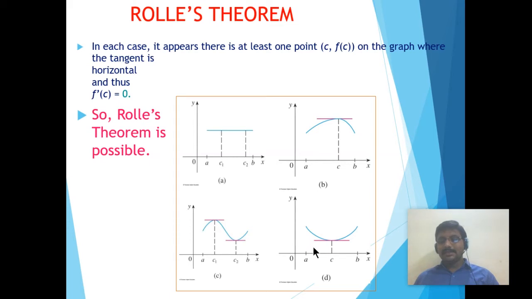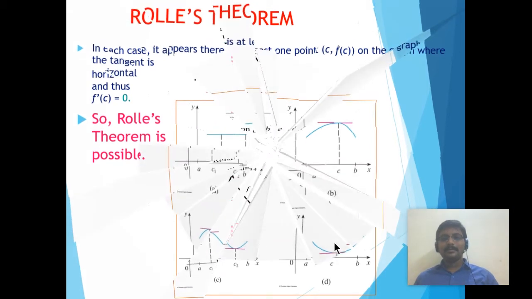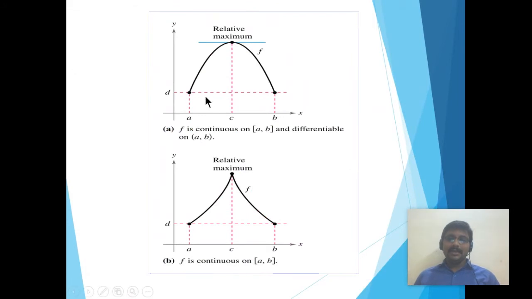In the last diagram, we have the D diagram. Here also f dash of c clearly is equal to 0. The tangent line is horizontal to the x-axis and f dash of c value is 0. So here also it is the relative maximum. In between a and b we will have the point c and f dash of c value is 0 here.